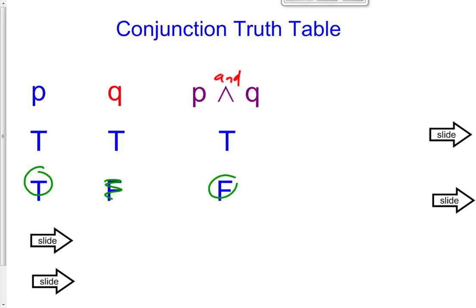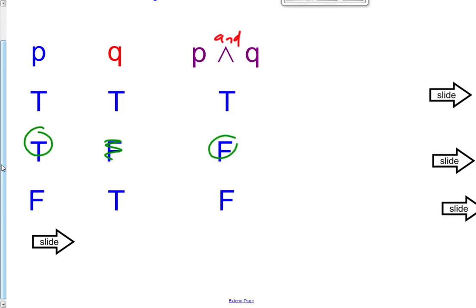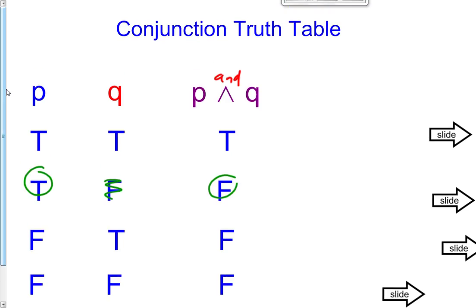If the first part of the statement is false, and the second part of the statement is true, again, the whole statement is false. Both parts of the statement have to be true for the whole statement to be true. And of course, if the first part of the statement is false and the second part of the statement is false, then the whole statement is going to be false. So that is our conjunction table.